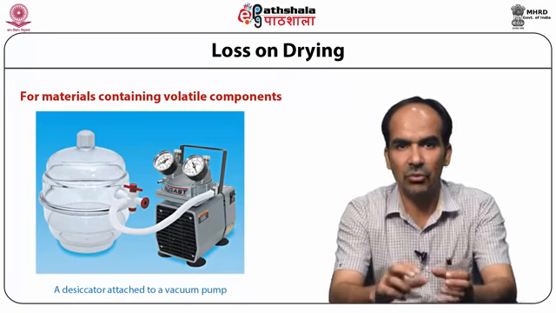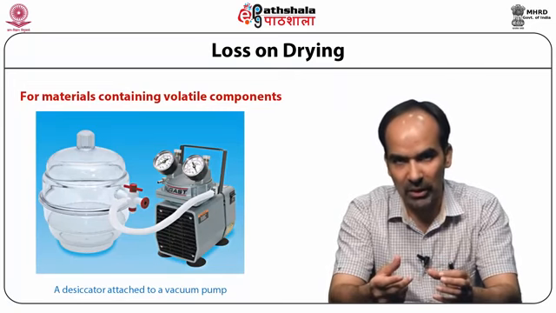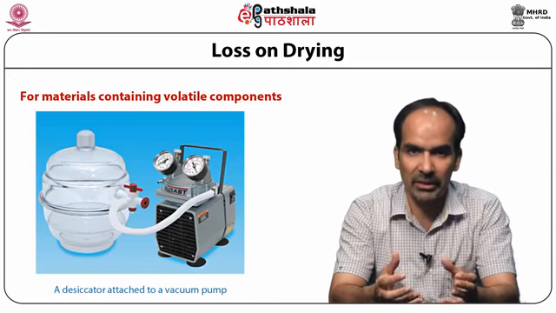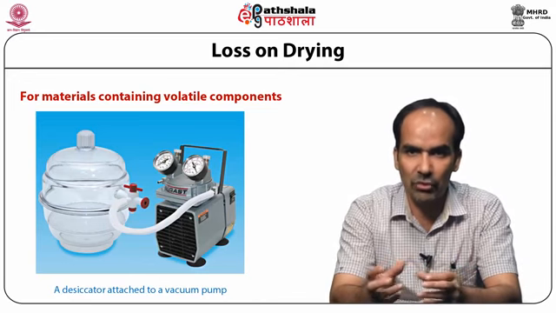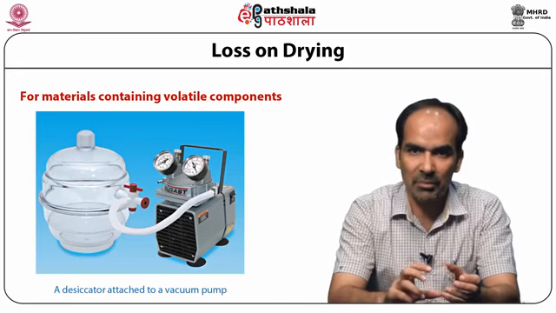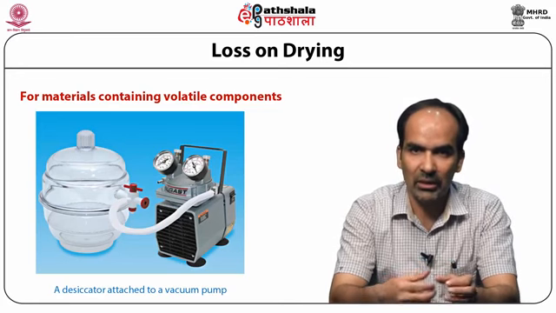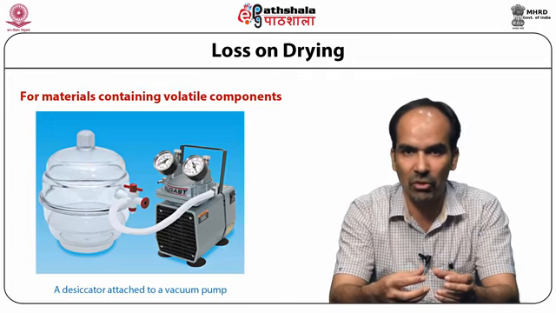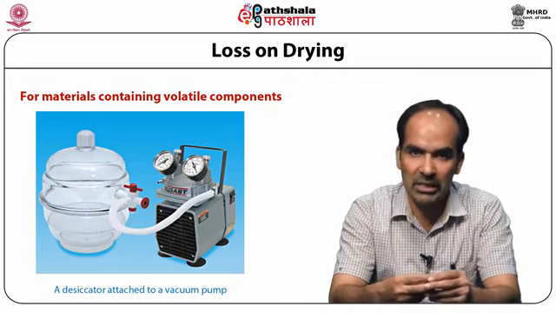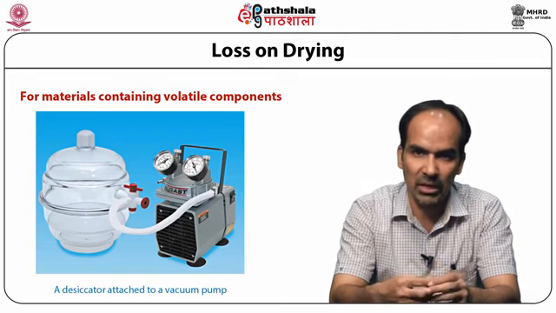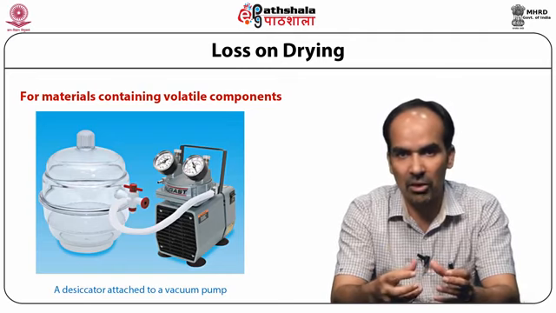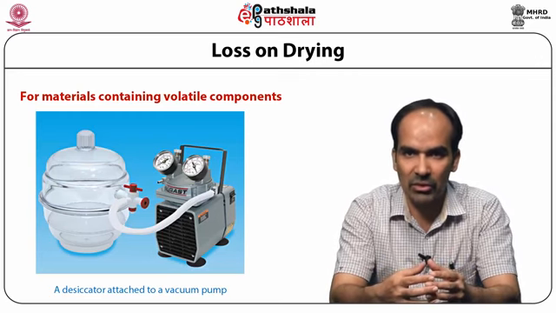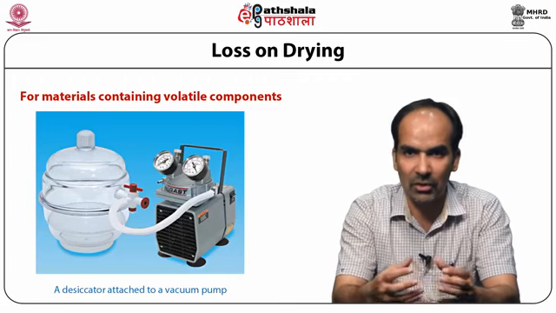Now let's consider those samples which contain more of the volatile oil contents. Usually when you dry the sample by direct heating, the loss of weight is mainly due to water, but in samples which contain more volatile oil, the loss of weight or loss on drying is also associated with the loss of volatile content. So for such oil-containing substances, you cannot utilize direct heating as a method to determine the loss on drying.